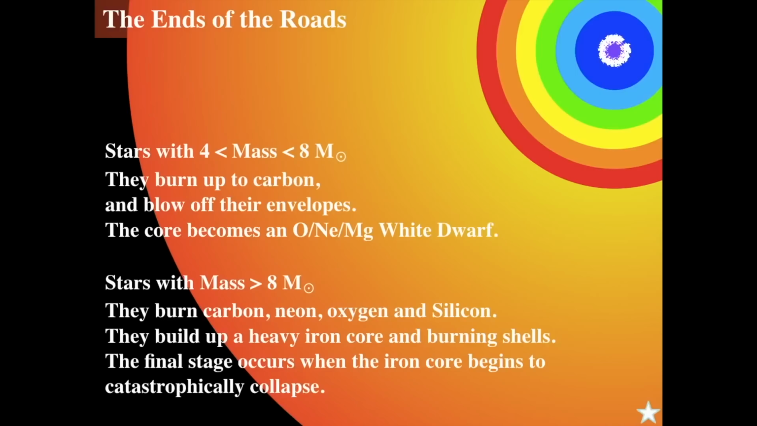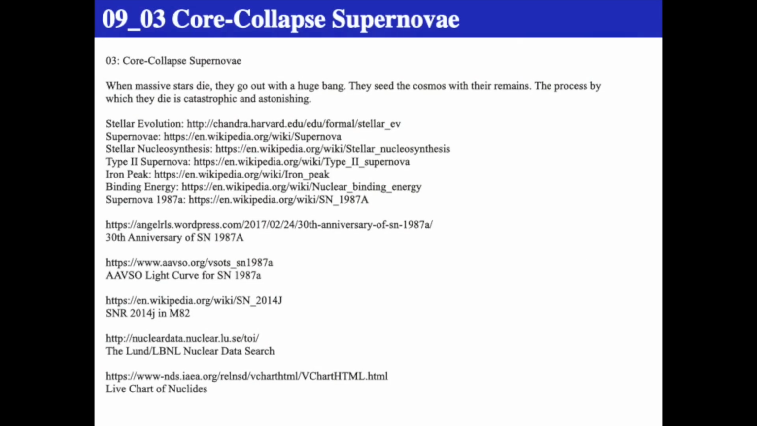That's the end of the road for these stars. Stars with masses between 4 and 8 times the mass of the Sun burn all the way up to carbon. And anything less than 4 solar masses only burns helium, and the cores of these intermediate mass stars become white dwarfs. Anything bigger than 8 solar masses gets all the way up to iron and does a catastrophic collapse. And what happens then, we'll talk about next time.